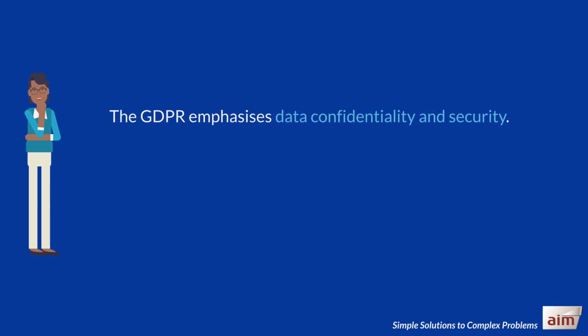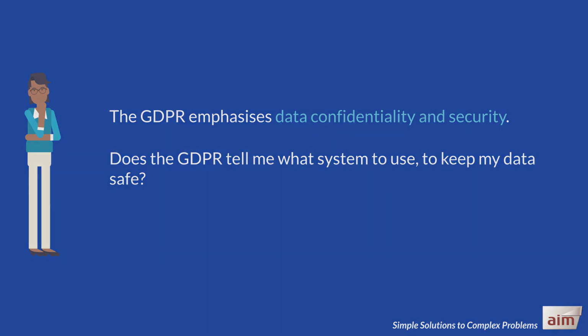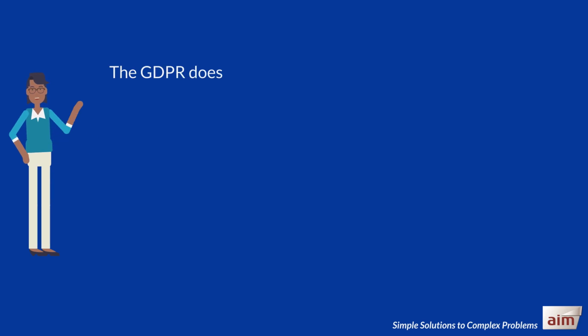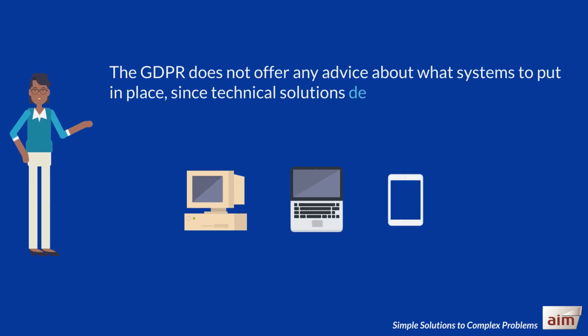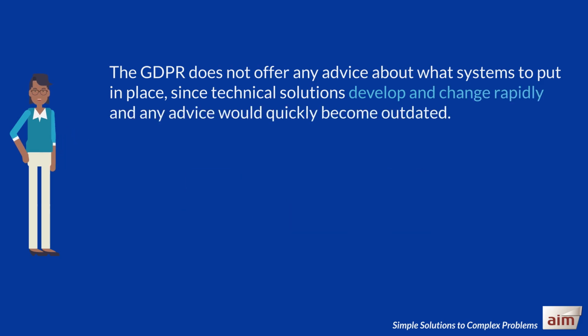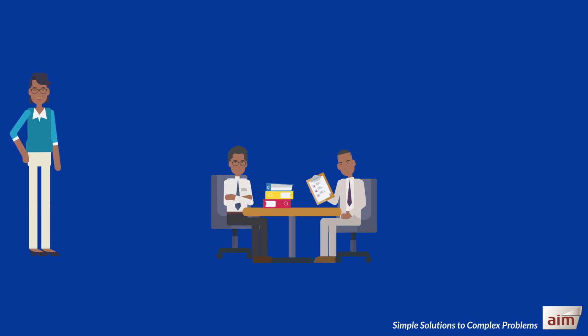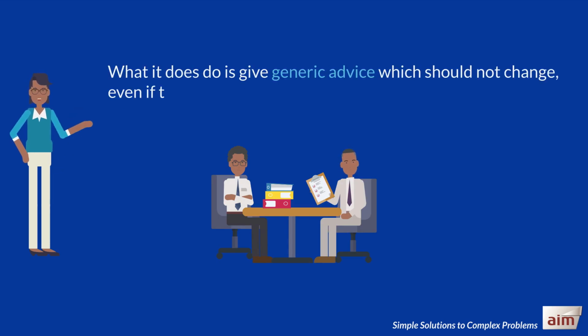The GDPR emphasizes data confidentiality and security. So, does the GDPR tell me what system to use to keep my data safe? The GDPR does not offer any advice about what systems to put in place, since technical solutions develop and change rapidly, and any advice would quickly become outdated. What it does do is give generic advice which should not change, even if the technology changes.